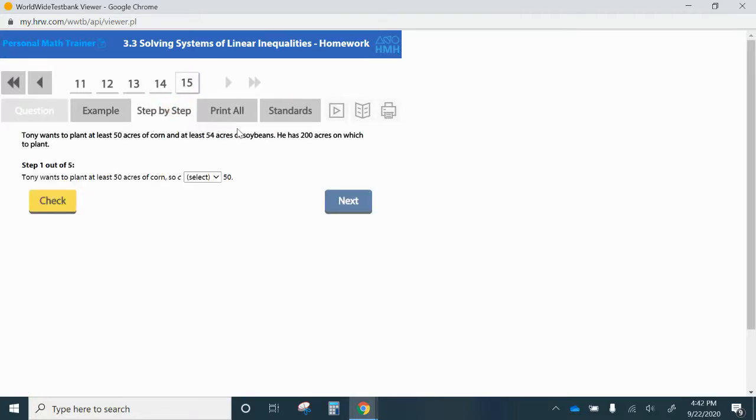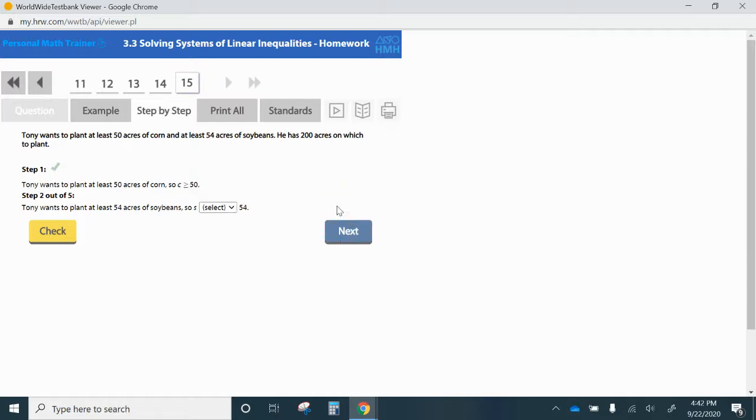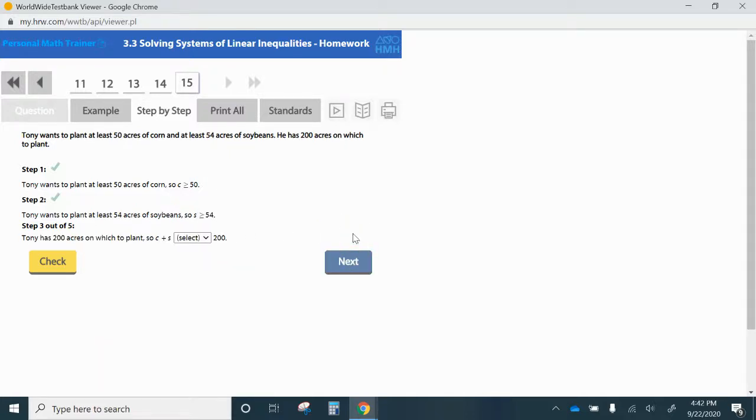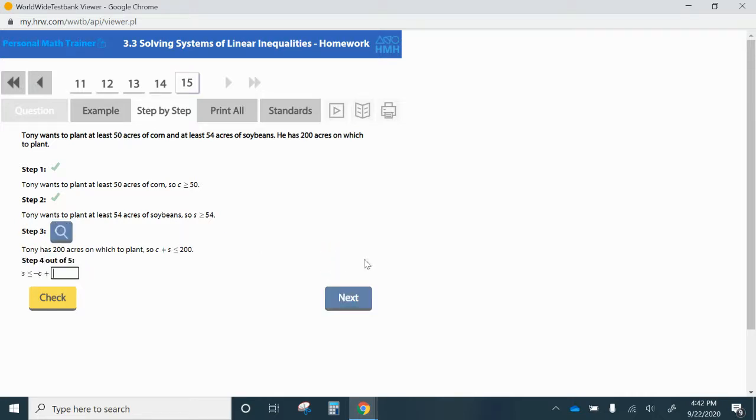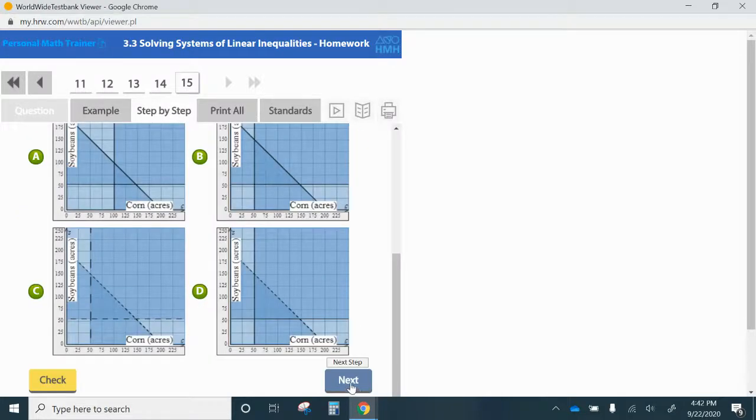So let's do step by step. Tony wants to plant at least 50 acres of corn, so C has to be greater than or equal to 50. Tony wants to plant at least 54 acres of soybeans, so S is greater than or equal to 54. Tony has 200 acres on which to plant, so C plus S is less than or equal to 200. So to solve this, we're going to subtract C from both sides, and then you still just have the 200. And the correct graph is this.